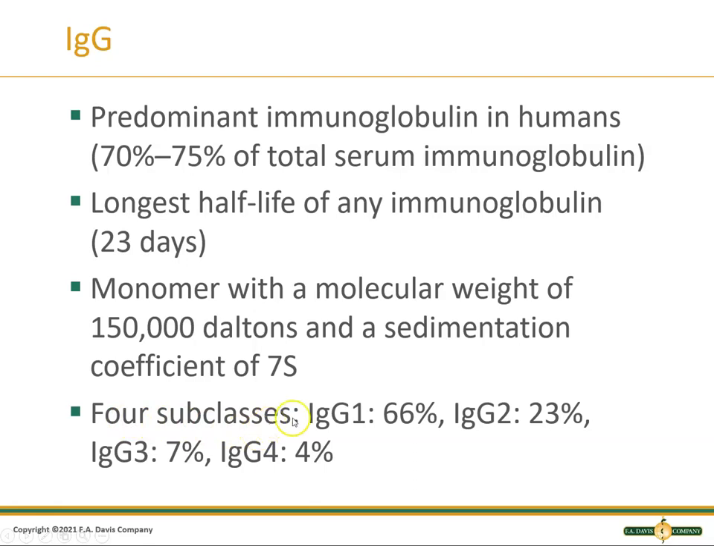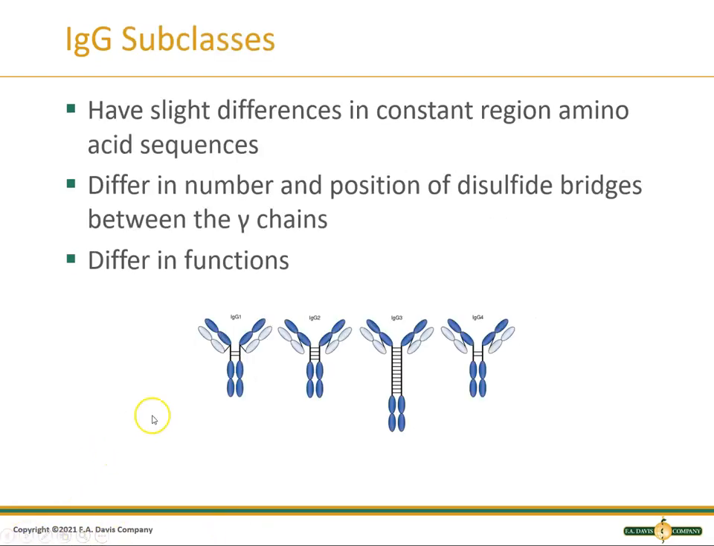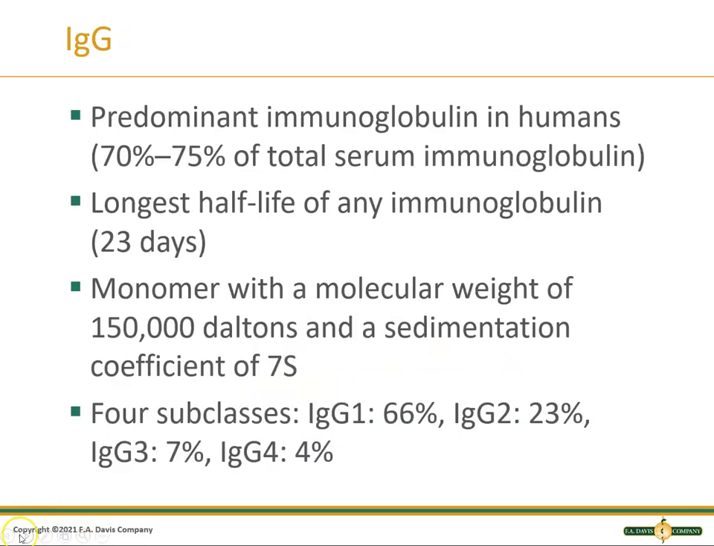But there are 4 different subclasses, and you can see IgG 1, 2, 3, and 4. Of course, IgG 1 is the most common of all, followed by IgG 2. These subclasses, you can see from the pictures, look a little bit different. They have slight differences in the amino acid sequence of their constant region. They differ in the number and position of the disulfides between the chains. So they sort of differ in function, but they still have all that in common.